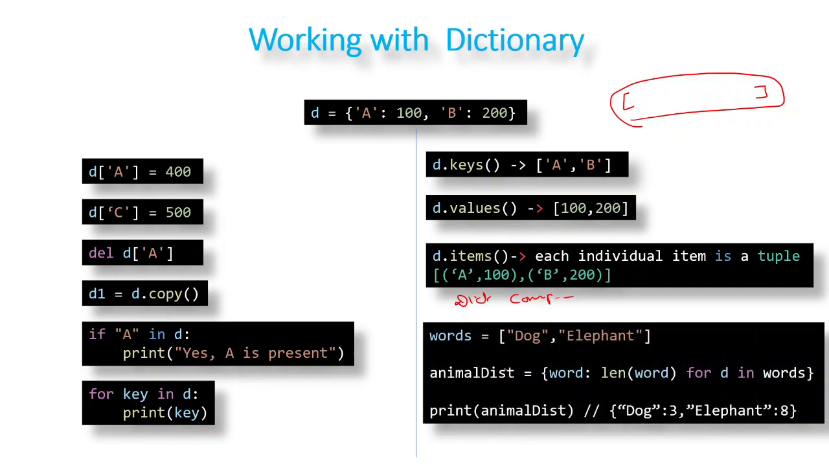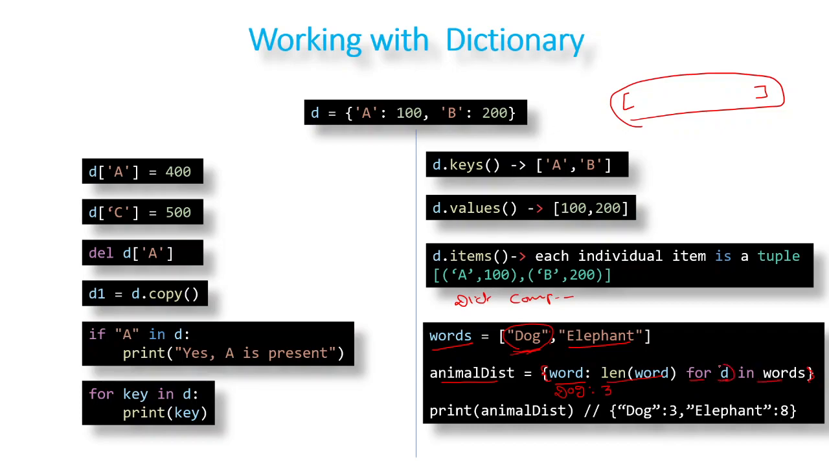So what we can do is, see, suppose we have these words as a list where we have dog and elephant. If you want to make a dictionary where we store the name of the animal and the length of the name of that particular animal, we can simply use curly braces to say that we are creating our dictionary. We say what the key will be, word. So our word will be dog, and then the value as the length of the word, so it will be 3, for word in words.